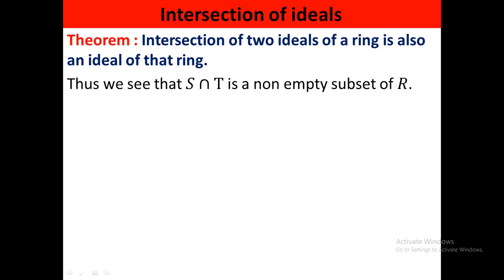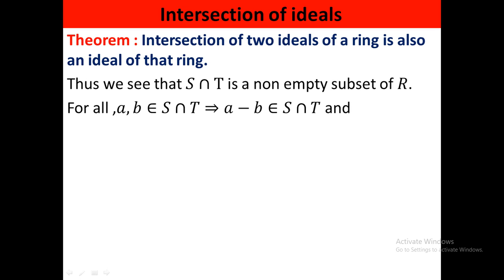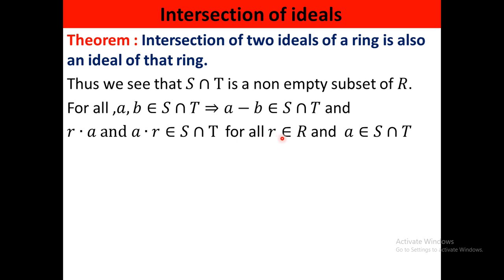Number one, that means the first condition: for any two elements A, B in S intersection T, A minus B belongs to S intersection T. This is the first condition for ideal. And for any two elements R and A, here R is capital R, that means R is from the ring and A from the non-empty subset of R, we see that R dot A and A dot R both are in S intersection T. So this is the second condition for ideal.